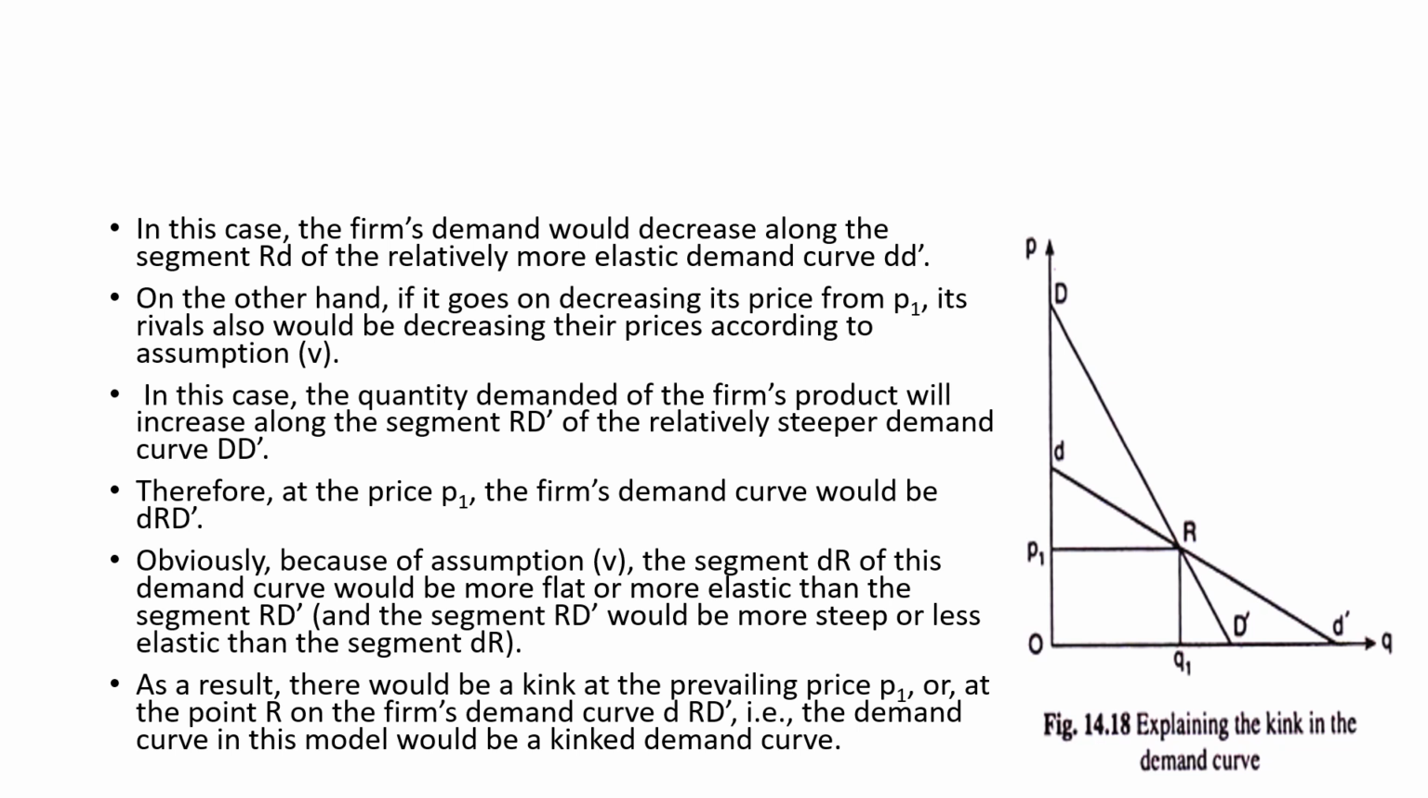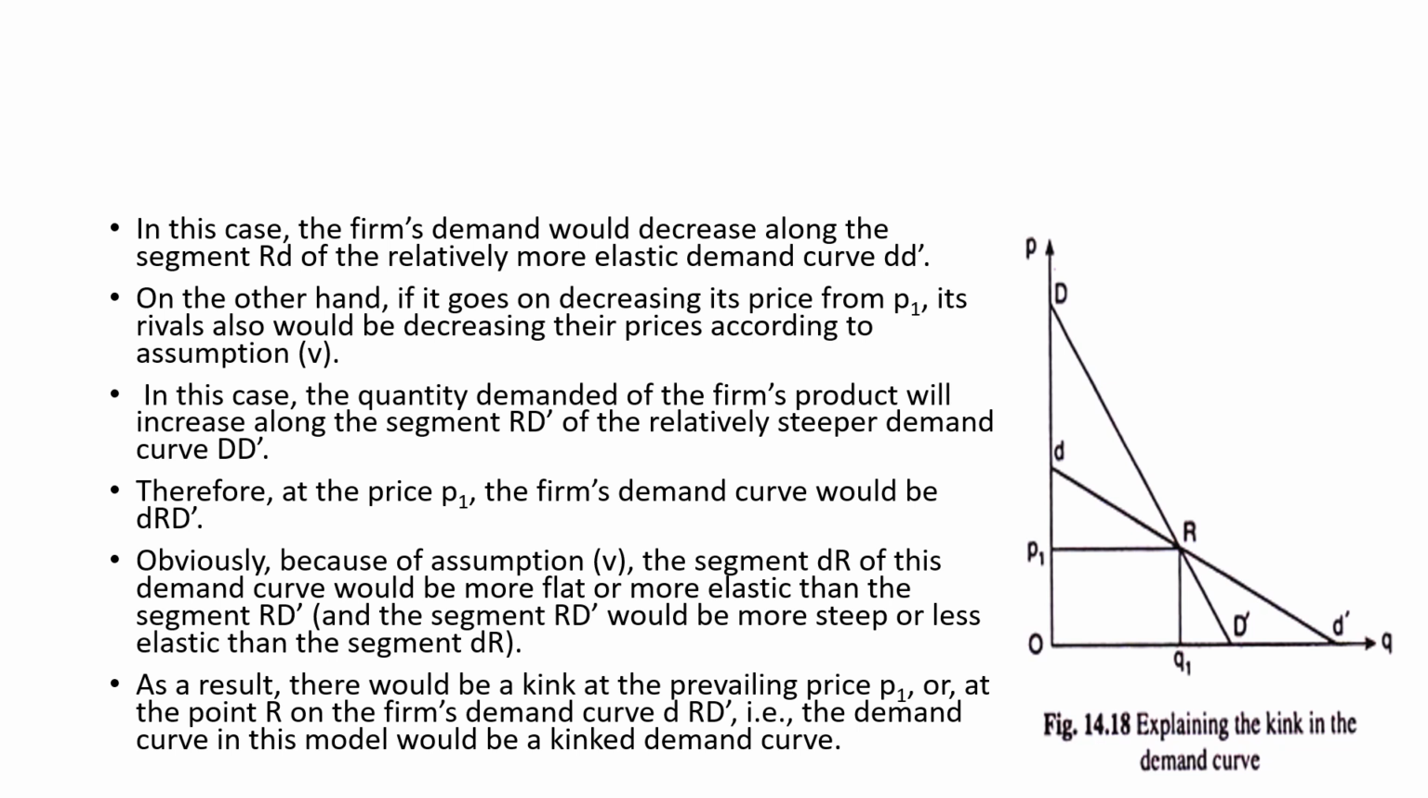On the other hand, if it goes on decreasing its price from P1, its rivals would follow according to assumption 5, because going on decreasing the price of the product would reduce the profit of the firms, whether undertaken by the main firm or by the follower firm. So in this case, the quantity demanded of the firm's product will increase along the line segment RD of the relatively steeper demand curve, which is capital DD. Therefore, at price P1, the firm's demand curve would be dRD, that is, small letter d, R, capital letter D.